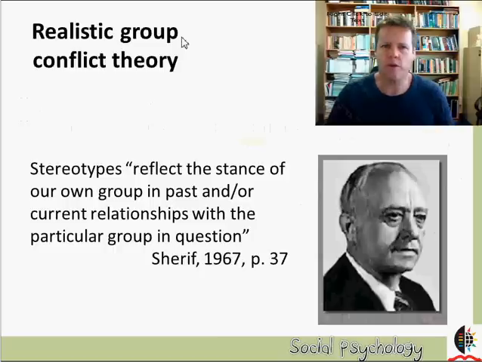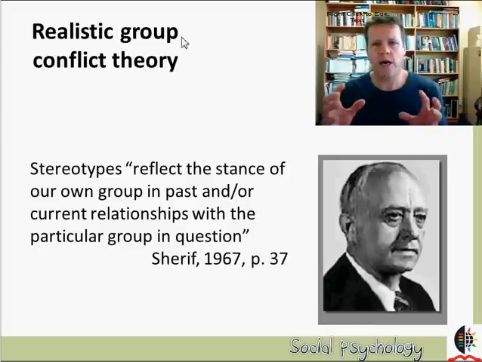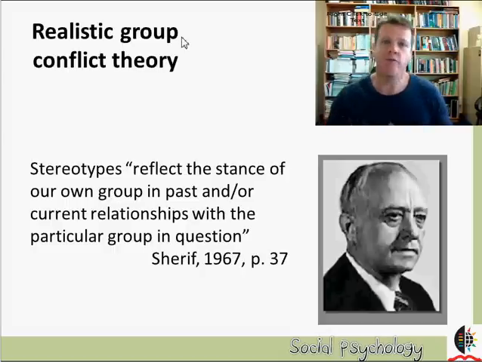The theory that we're going to consider here, realistic group conflict theory, suggests that the cause lies in the history of relations between groups. So the beliefs that we have about others, the stereotypes, the attitudes we have towards members of other groups, come from or are rooted in the history of relationships between our group and their group, especially, as we'll see later, in terms of competition for scarce resources, in terms of material advantage and disadvantage.